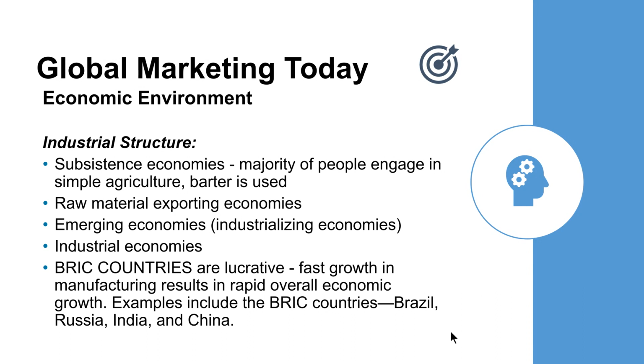There's raw materials exporting economies. He may want to go to a country where there's coffee there, where he can use some of the raw materials so he doesn't necessarily have to export everything. There's emerging economies, and the most interesting emerging economies in the world, they've actually lumped them together. It's called the BRIC countries, BRIC. And what that stands for is Brazil, Russia, India, and China. These are the fastest growing manufacturing companies and countries in the world. So those BRIC countries are super lucrative and super attractive.